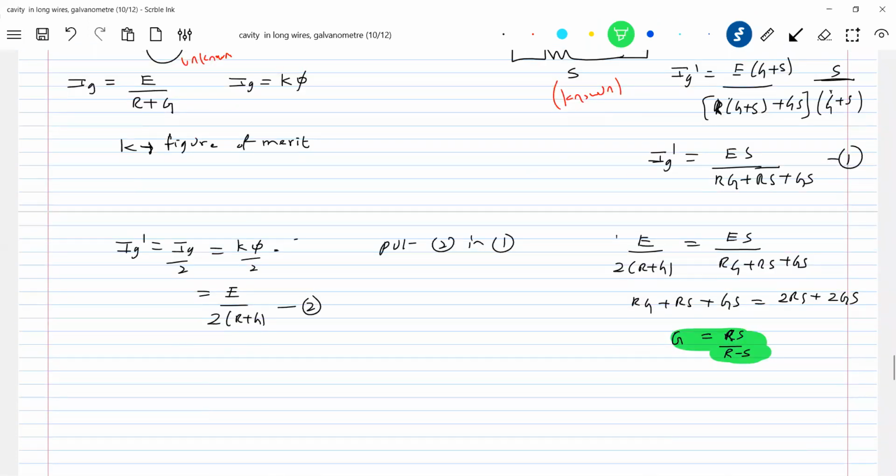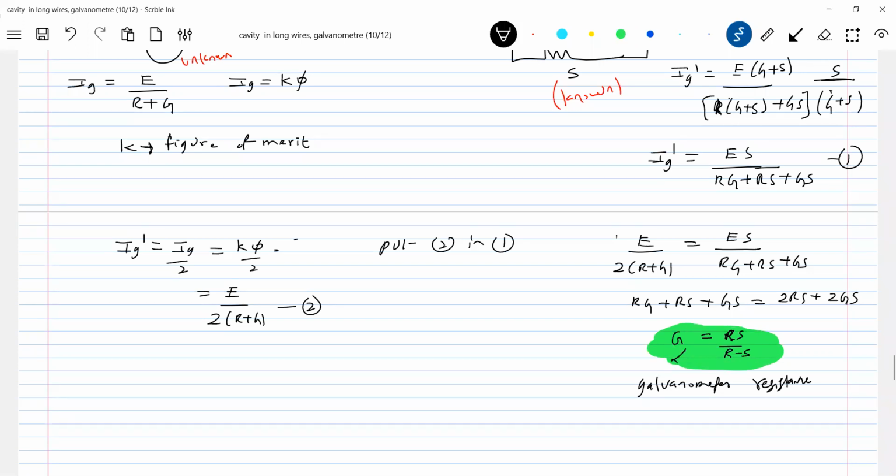If you know galvanometer resistance, what is the advantage? Can we calculate the figure of merit? I'll come back to this formula. After getting this, there's the galvanometer resistance. It is the reverse of the parallel, no? RS by R minus S, whereas for a shunt we used to write something else, but here it is a little bit different. Try to remember the formula.